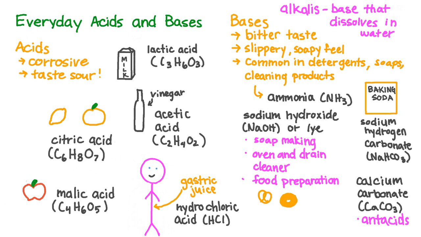An alkali is a base that can be dissolved in water. So all alkalis are bases, but not all bases are alkalis. But what makes an acid an acid and a base a base?